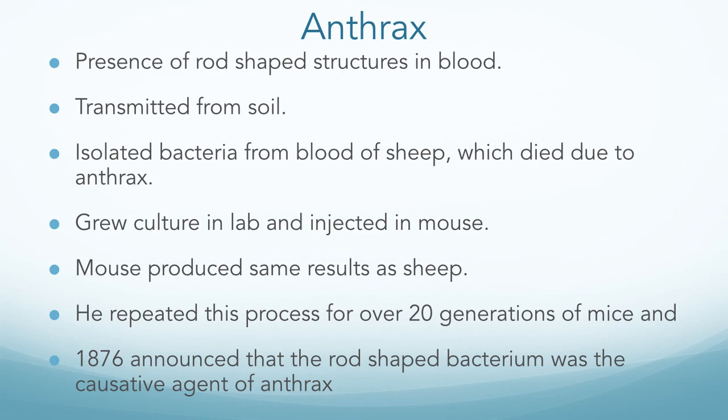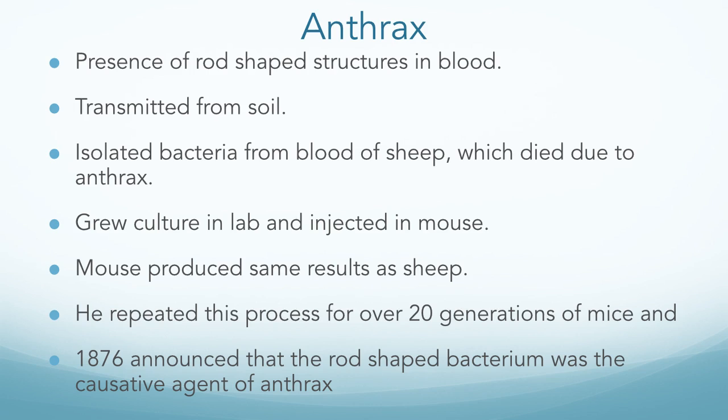He isolated the bacteria from the blood of the sheep which had died because of the anthrax infection. He grew the cultures isolated from the blood of the diseased sheep in the laboratory in pure culture forms, and he injected the purified organisms in the mouse. After injecting the organism in the mouse, the mouse produced similar symptoms as the sheep.